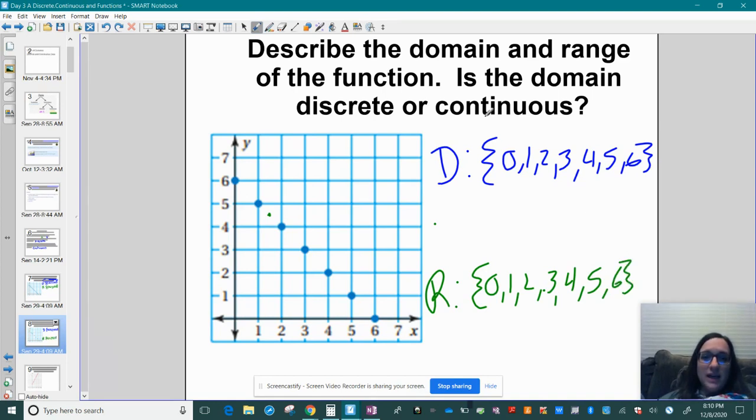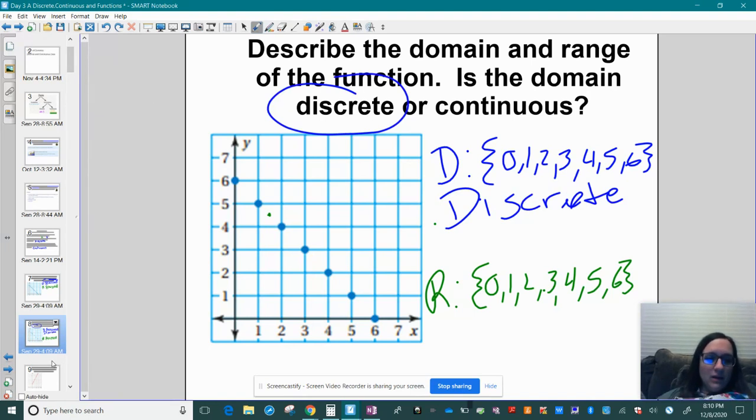And then it asked again, is the domain discrete or continuous? Well, since we have commas and we have very distinct data, it is discrete. You can write it, you can circle it, whatever you want. All right, here we go.